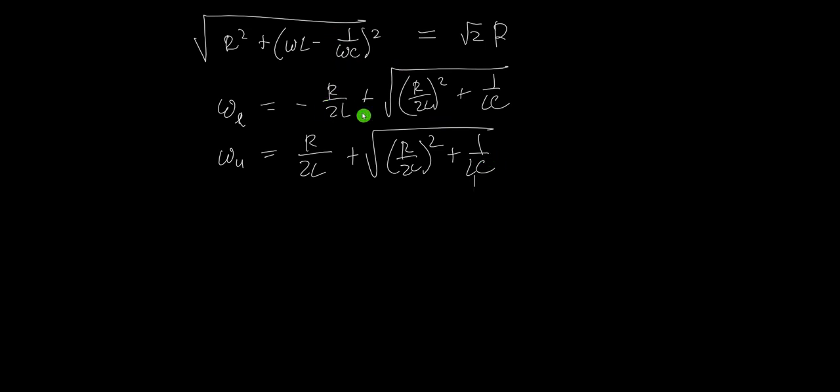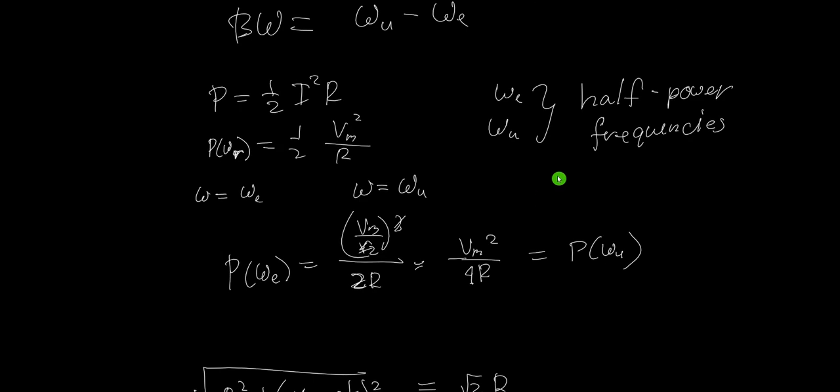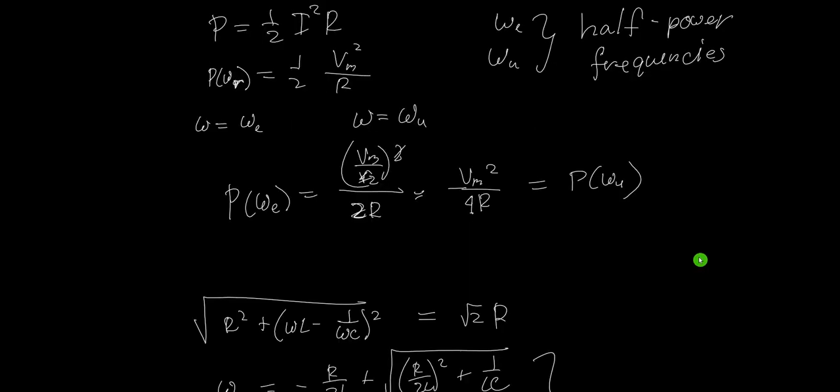And in some books, they substitute this, they make this one omega alpha, and this one omega R, because omega R squared, alpha squared, and this is also alpha R over 2L. Then we need this because, remember, these are the upper cutoff frequency and the lower cutoff frequency. We also call them the half power frequencies.